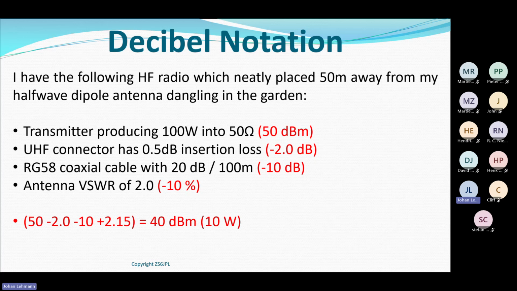Okay, so if I do the calculation, I get roughly 40 dBm, which equates to 10 watts of RF power. Now I go further. I'm losing 10% because my SWR is not too great. I didn't bother trimming my antenna. So my final radiated power is only 9 watts, 39 dBm. So I spent 25,000 Rand on an HF radio, and I couldn't spend 1,000 Rand on the balance of my system.